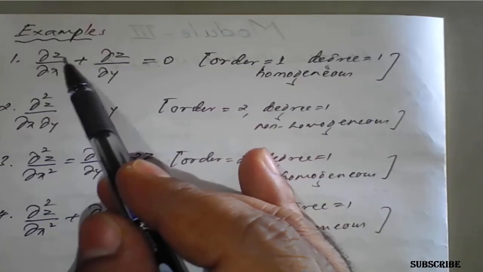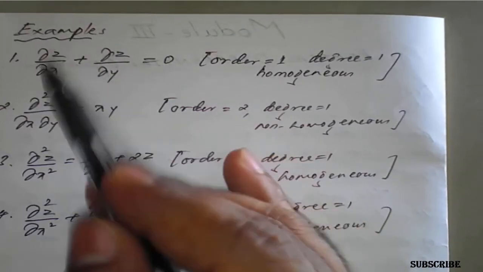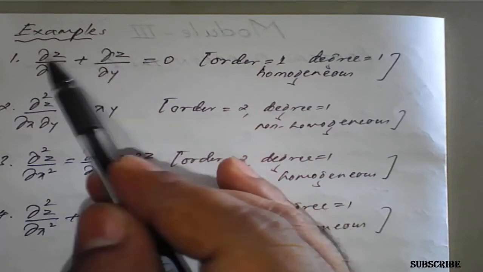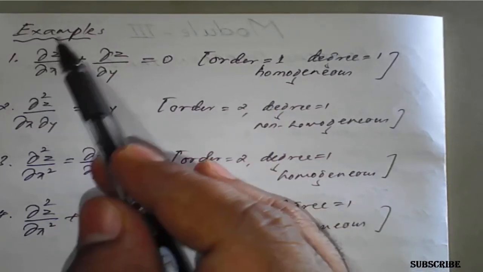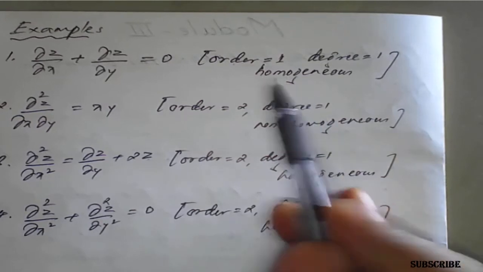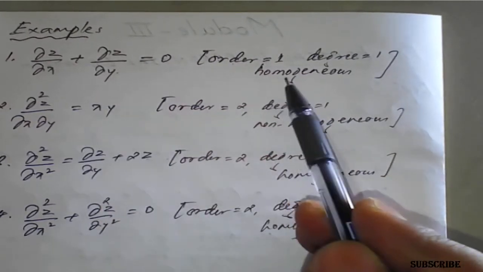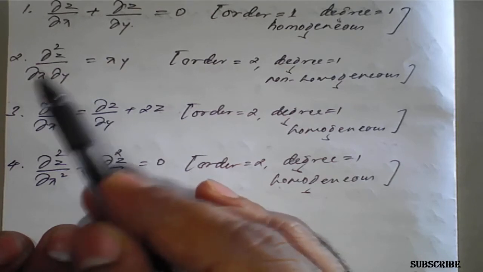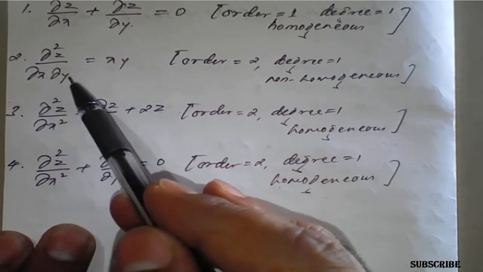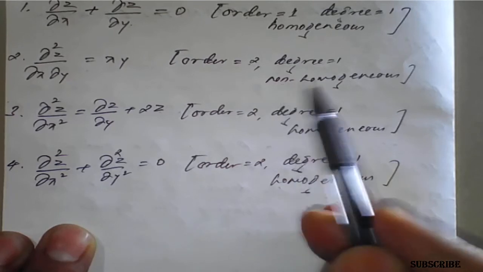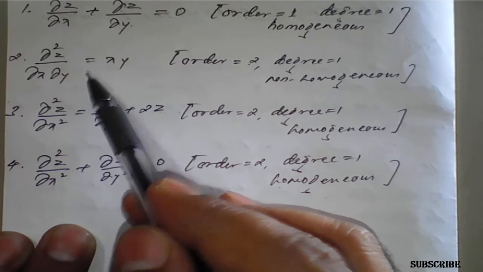See here, example: dou z by dou x plus dou z by dou y is equal to 0. We have two concepts here, homogeneous and non-homogeneous. Both have first derivatives only, so the order is 1, and the power raised is 1, so the degree is 1. Based on that, we can say it is homogeneous. But in the non-homogeneous example, the order is 2, with two different partial derivatives, dou x and dou y. Here the order is 2, but the degree is 1, and I can say that it is non-homogeneous. Such examples are homogeneous and non-homogeneous. Similarly, we have two more examples.